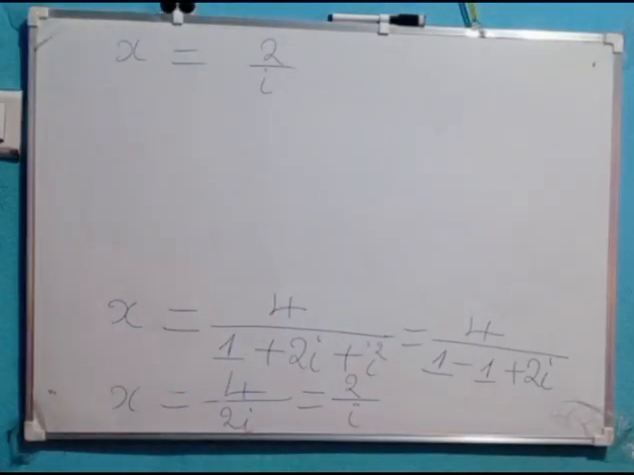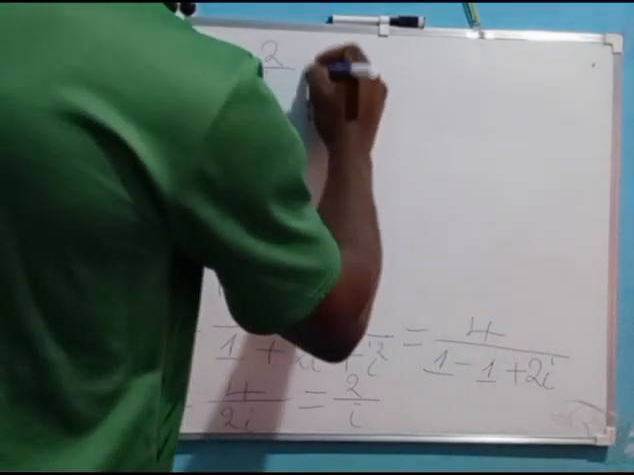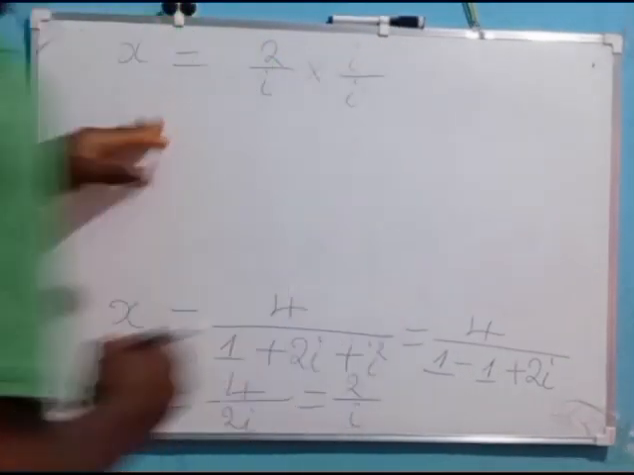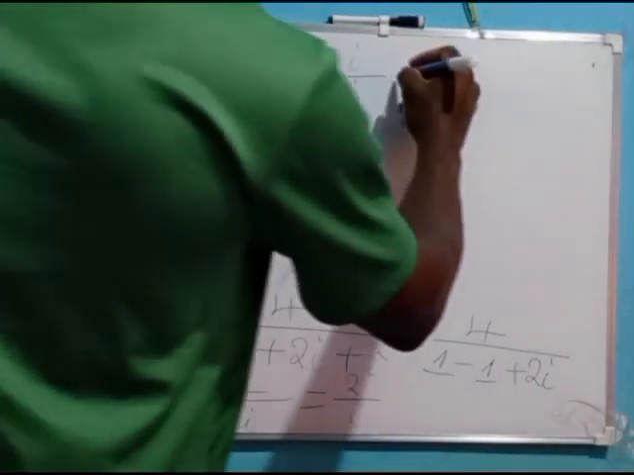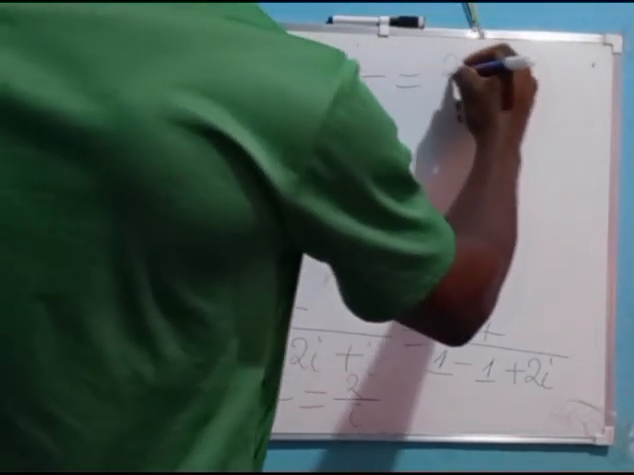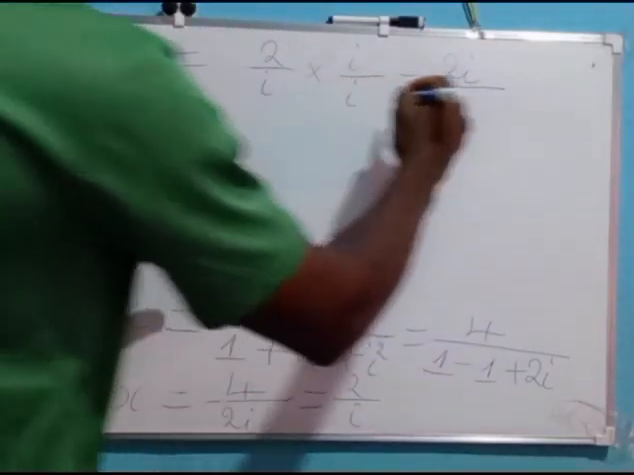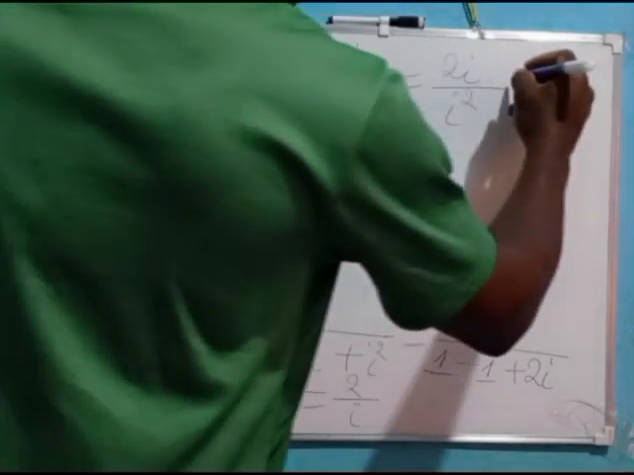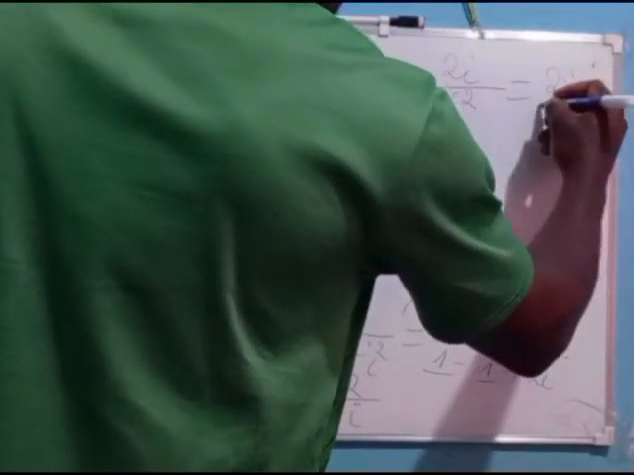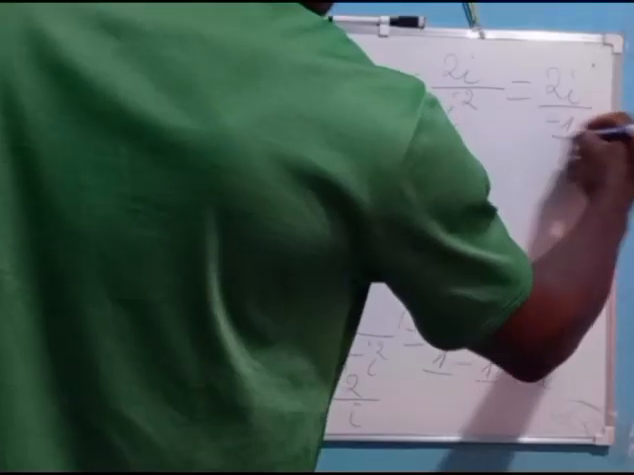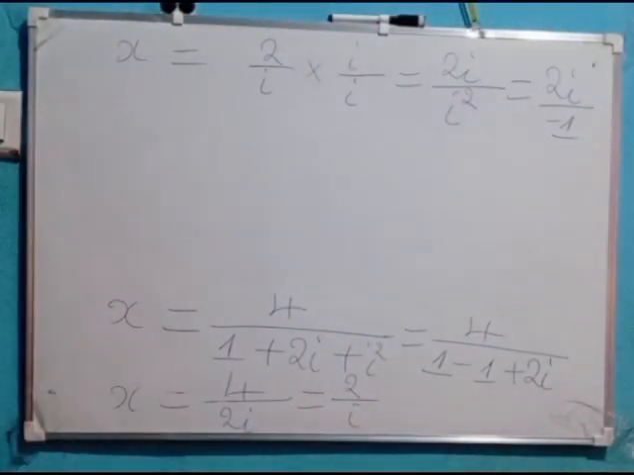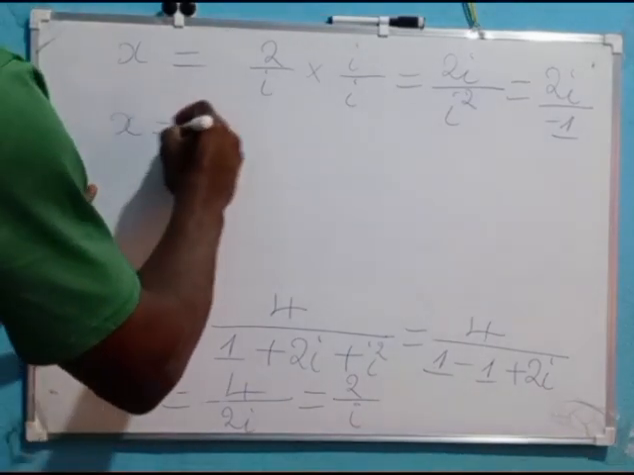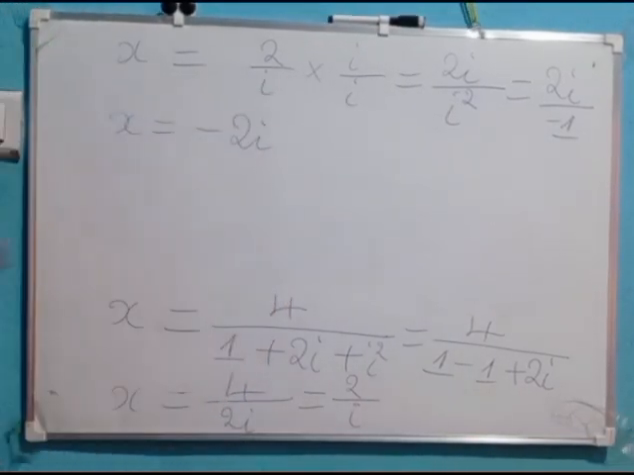For us to rationalize 2 over i, we are going to multiply both the numerator and the denominator by i, that is i times i all over i. This will simply be equal to 2 times i gives us 2i all over i times i gives us i squared. This will be equal to 2i all over i squared, which is negative 1. 2i divided by negative 1 will give us x to be equal to negative 2i.